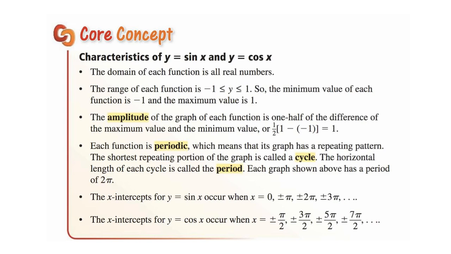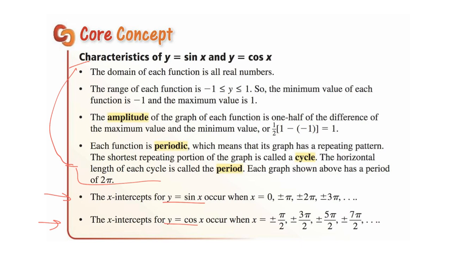So these first 4 pieces are for both. From here to here, that's for both sine and cosine. And obviously you can see this is for sine and this one is for cosine.